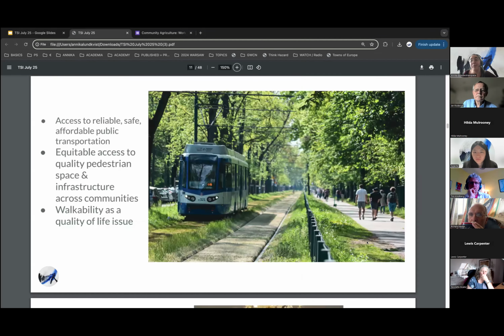And public transportation. This is a huge dimension of a truly walkable city, because of course when we're getting to scale, we're not thinking of everybody moving by foot across kilometers upon kilometers. So access to reliable, safe, and affordable public transportation is a vital dimension of a walkable community.